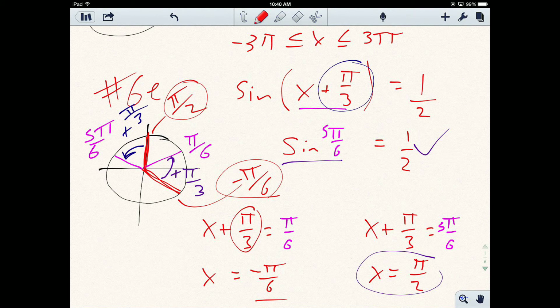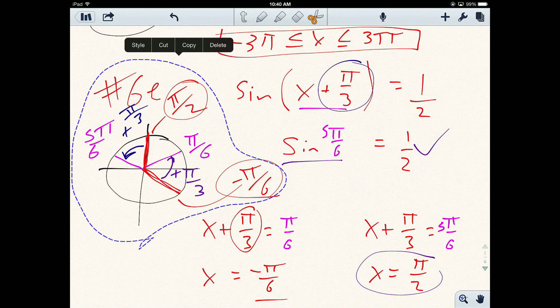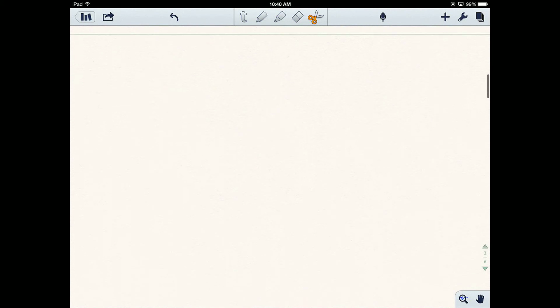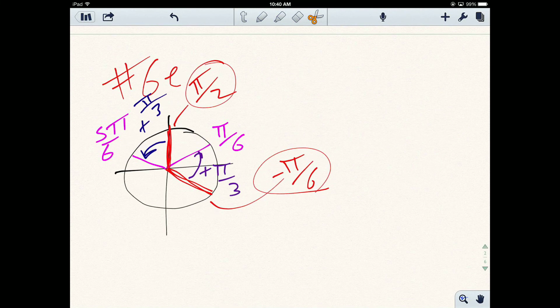Now the only problem is they gave us some more information. They said, let's look at this from negative 3 pi to 3 pi. So I'm going to look at two cases with this. I'm going to check out any time that I hit one of these sites, going from negative 3 pi to 3 pi. So let's watch that happen.